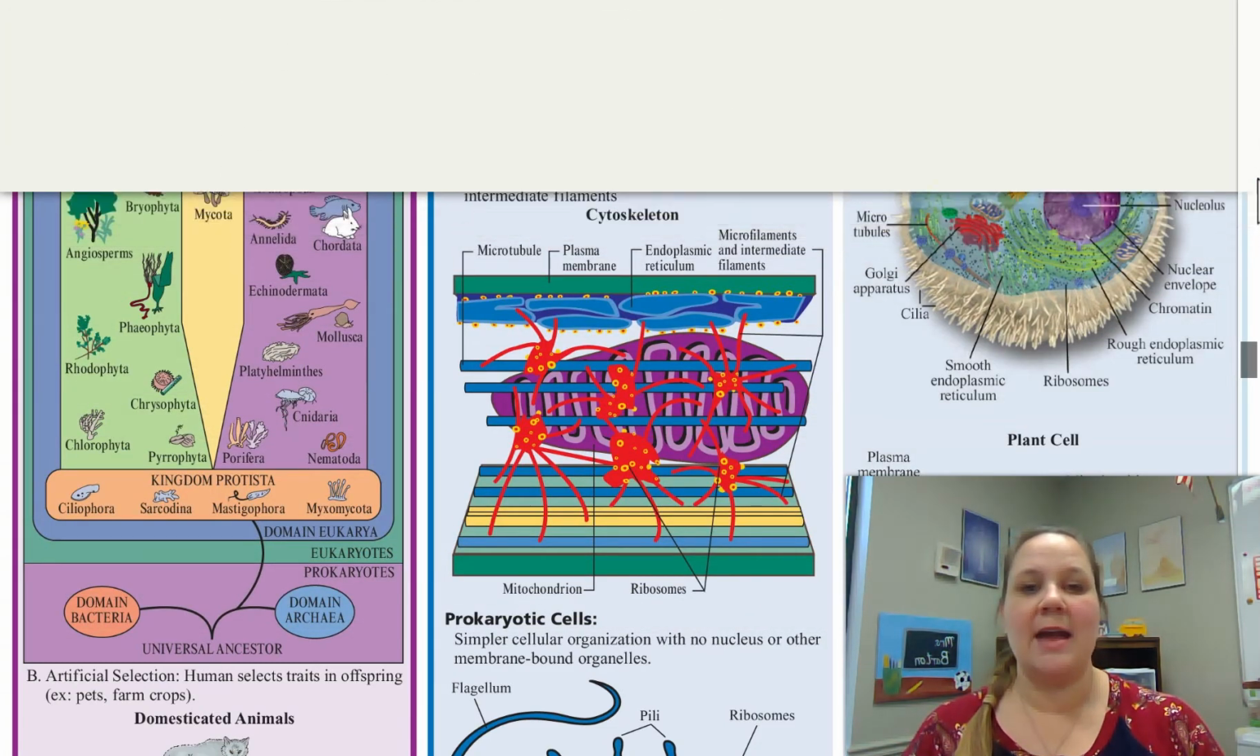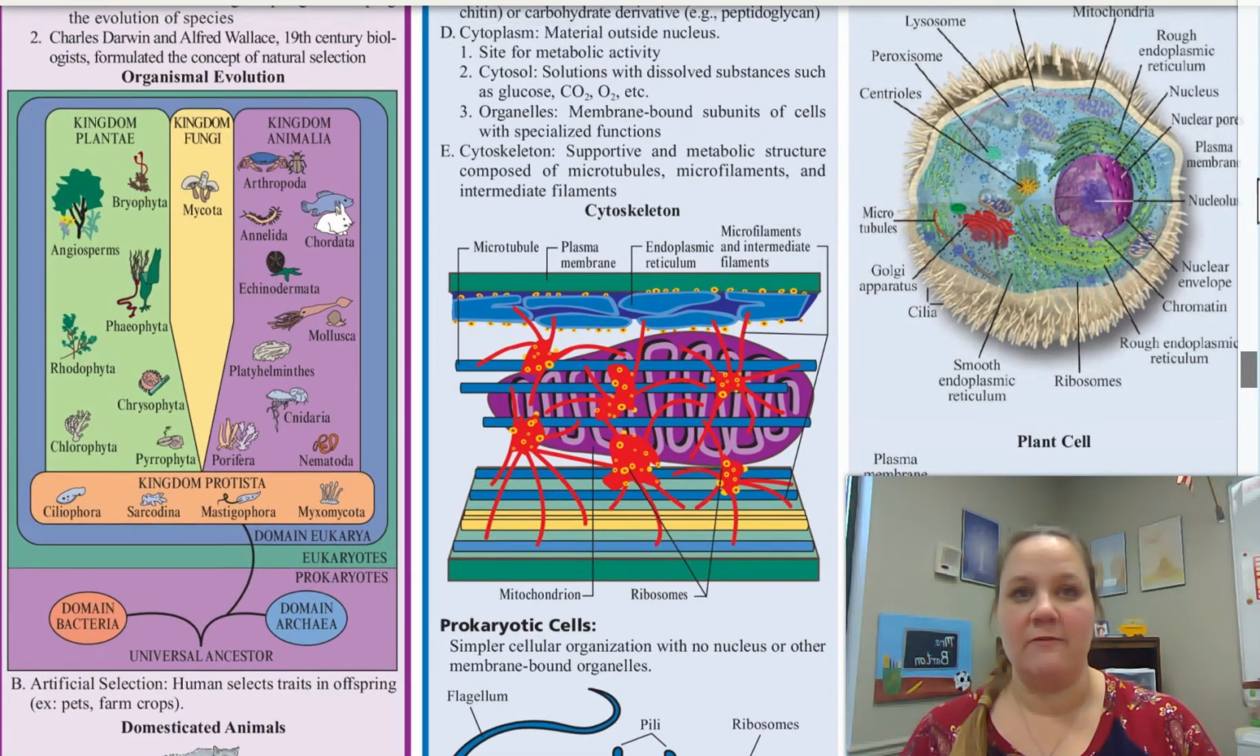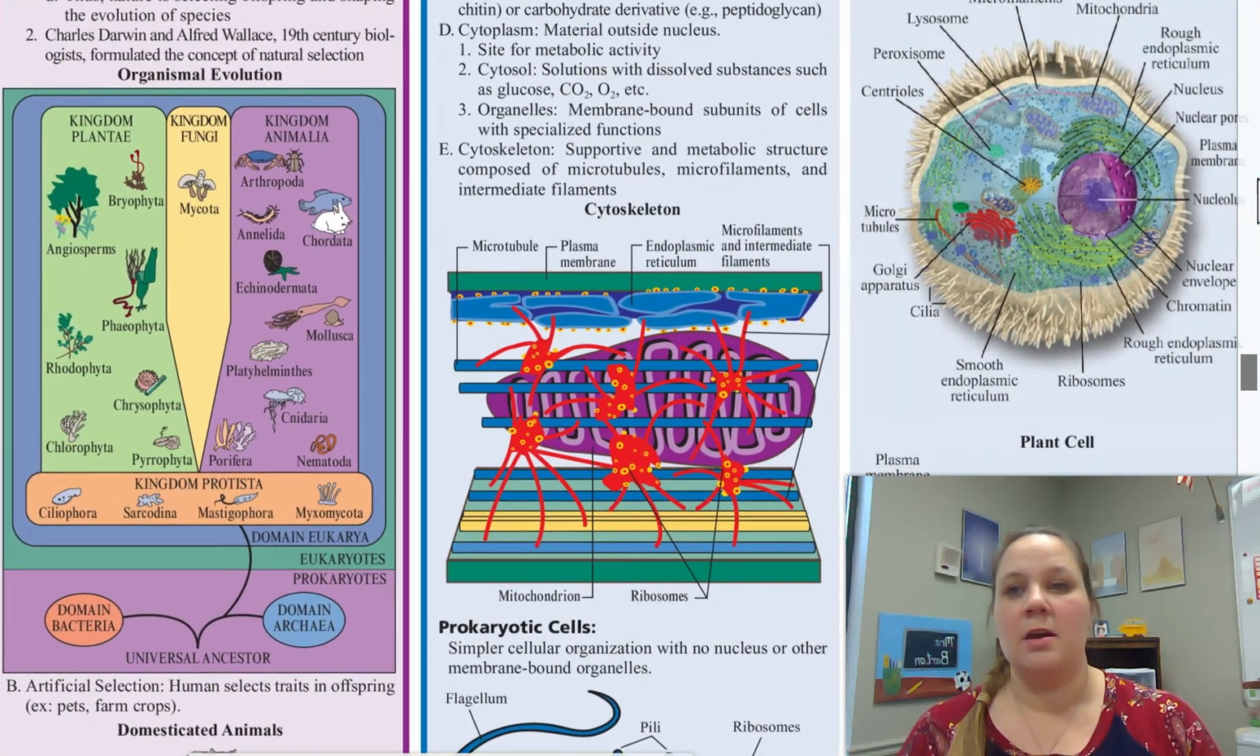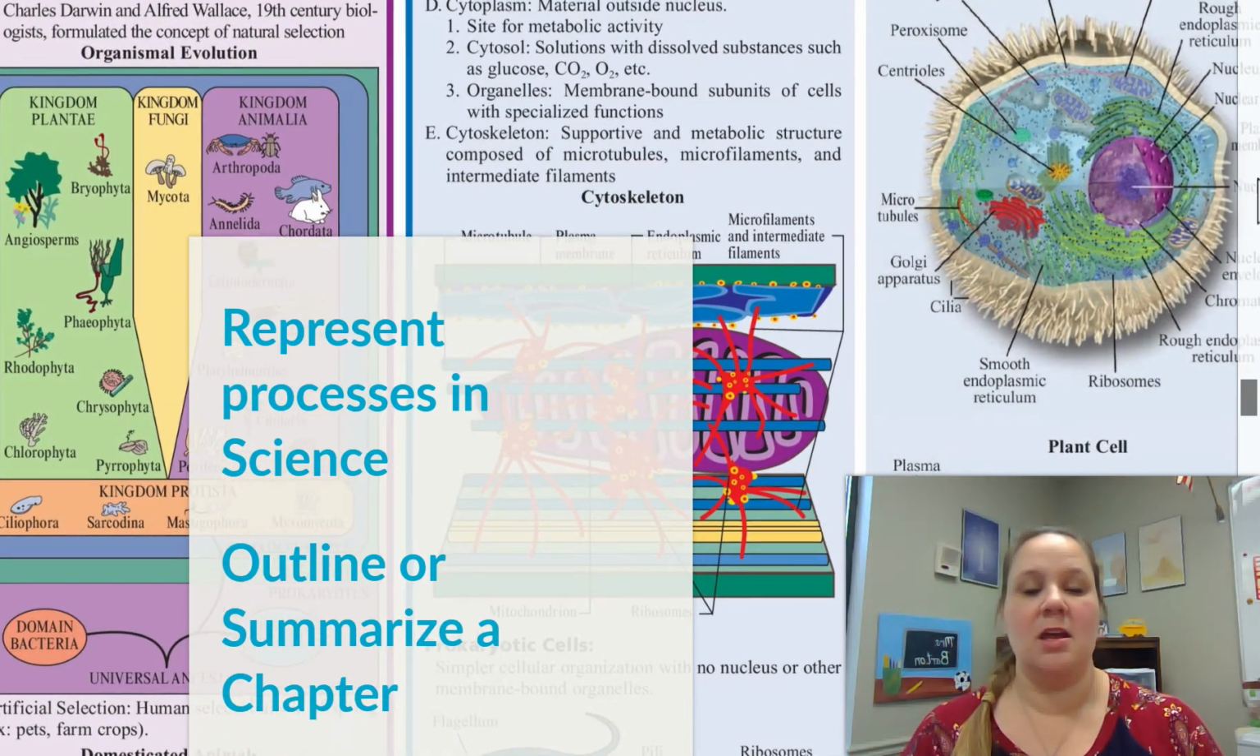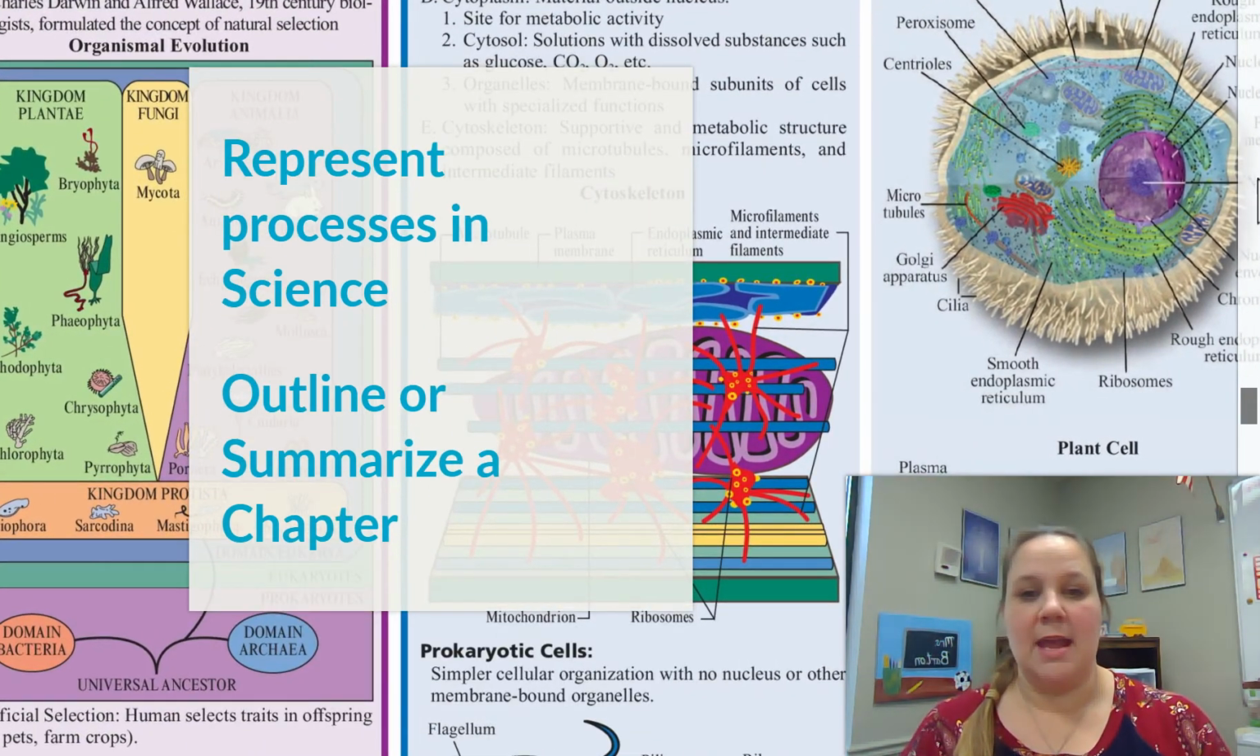So let's look at some ways that you could use infographics in your classroom. In science, they often read the textbook and they answer questions at the end. Sometimes teachers will have them outline or summarize a chapter. And so you could do that, but do it in an infographic form to where they have to pick out the most important information. You could have them represent a process of some sort from the textbook, but represent it in an infographic. You could have them outline or summarize the chapter in an infographic.